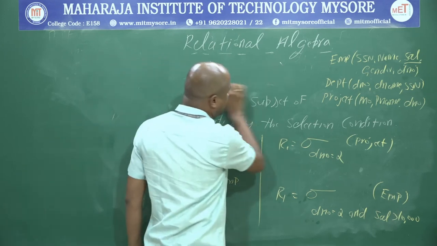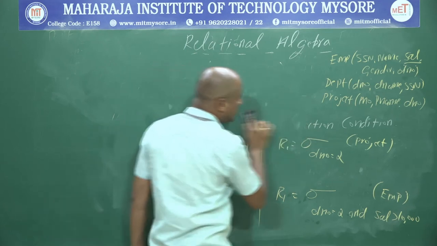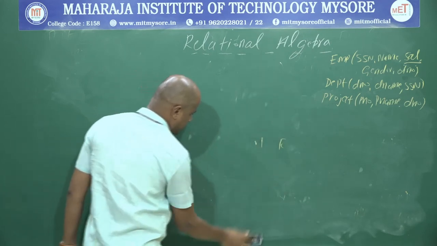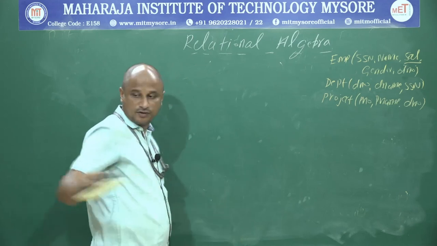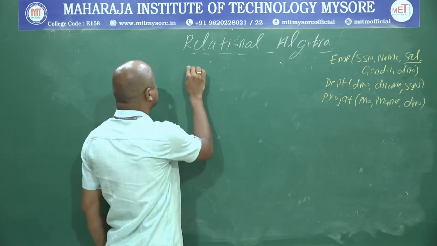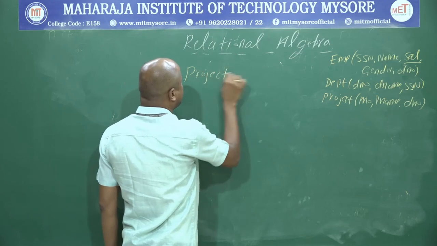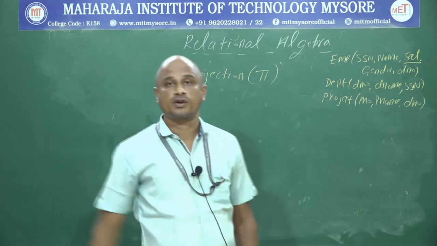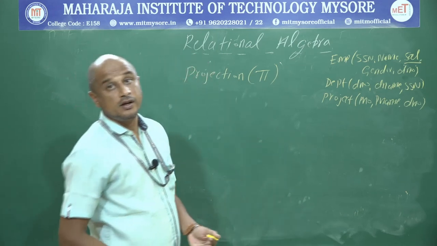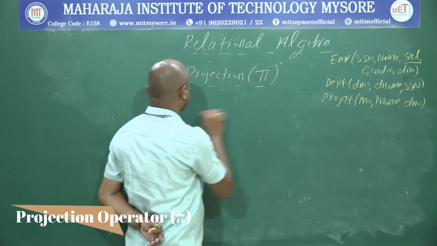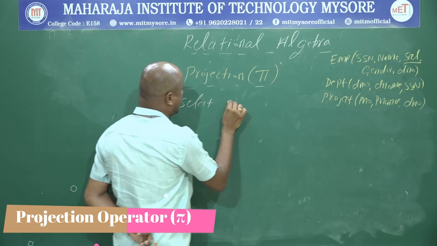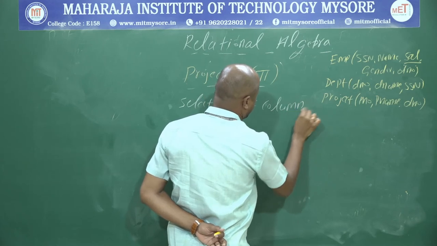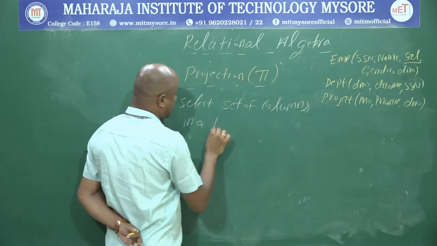Then let's move to projection, because projection plays a major role in selecting a set of columns. Projection, that is the pi symbol. So projection is used to select a set of columns in a relation.